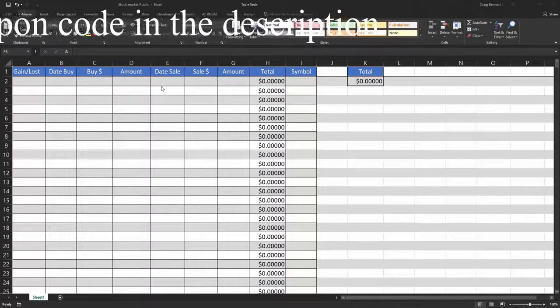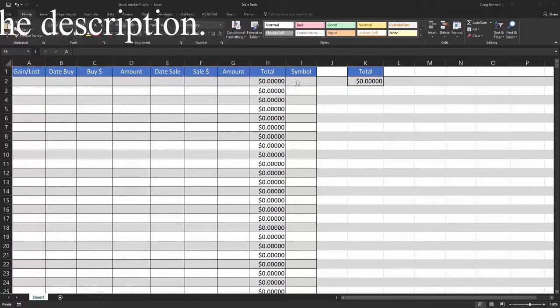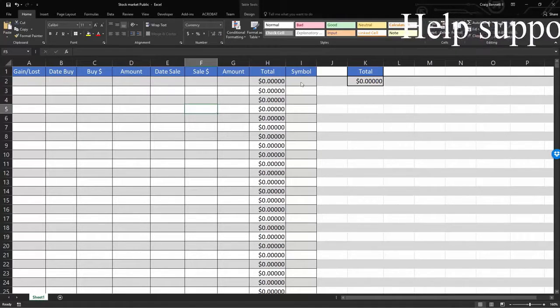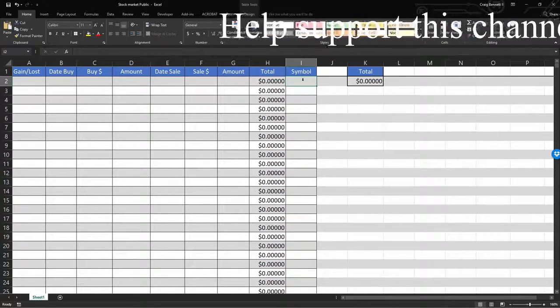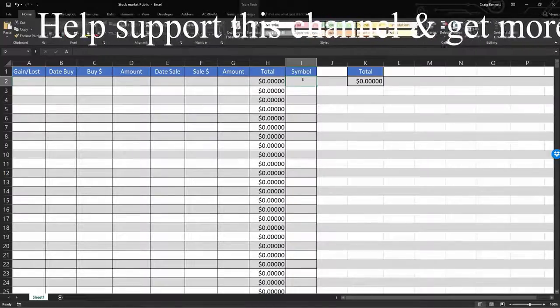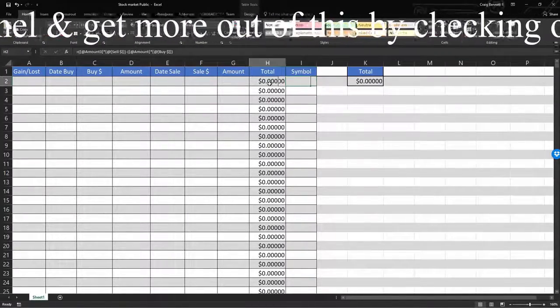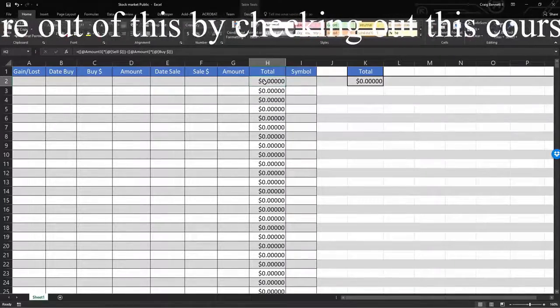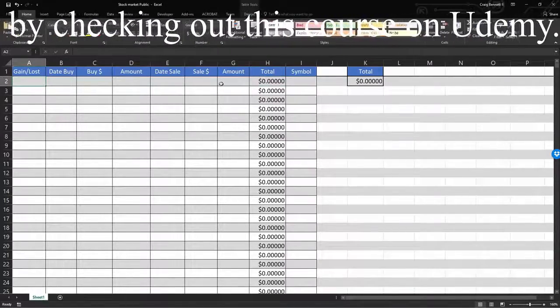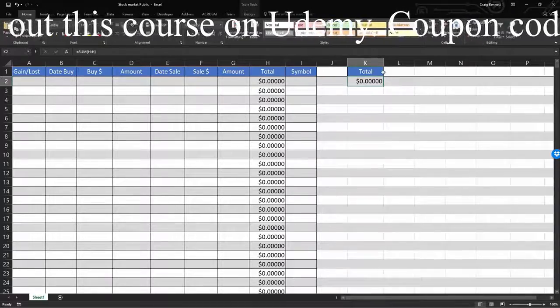So how this works is fairly simple, and I have it set up. Here, basically we have a symbol area, and that's just where you put in the company's symbol. But the thing to note is the total, the gain and loss, and the other total.